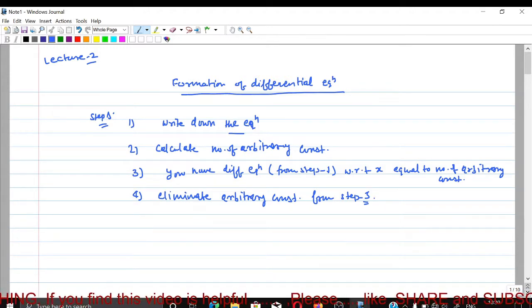There is a condition for a differential equation that in our first lecture we have seen in the definition of a differential equation. It means it contains differential coefficients and is free from any arbitrary constant or radicals. Okay, it should be free from that. So you have to construct a differential equation that is free from any arbitrary constant.